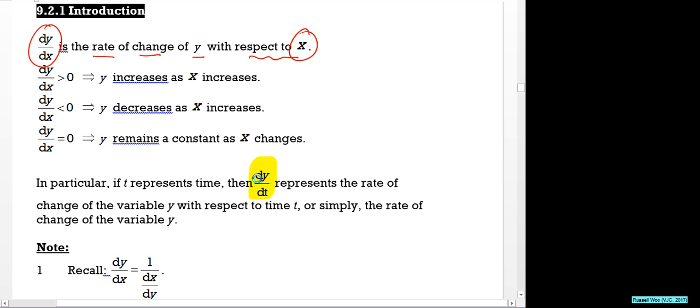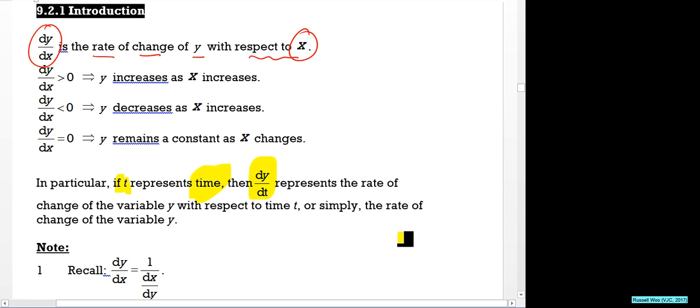What is then dy/dt? If t represents time, then dy/dt represents the rate of change of y with respect to time. It simply just means the rate of change of y. Does it make sense? Yes? A lot of physics students here, I'm sure you all can understand. Okay? dy/dt just means the rate of change of y. How fast y is changing.